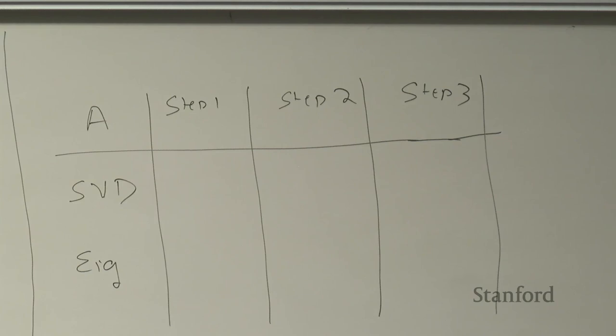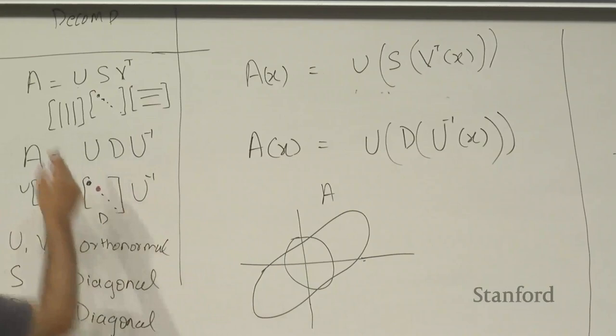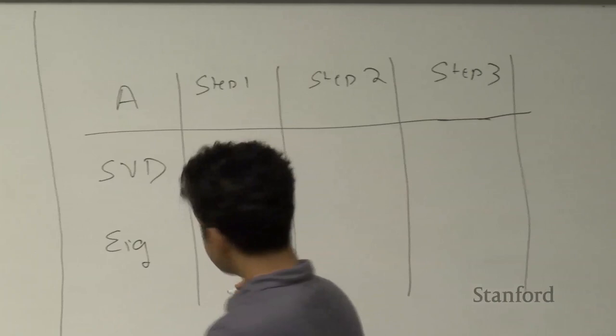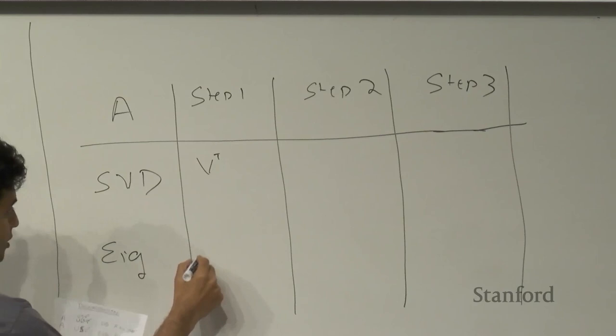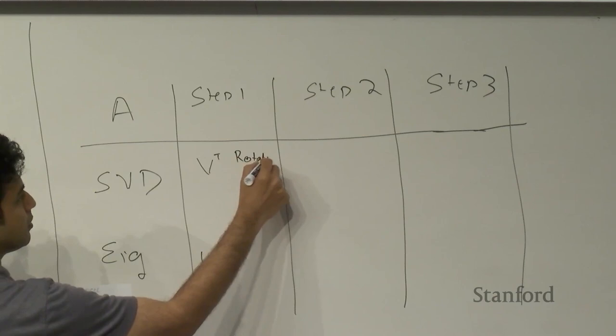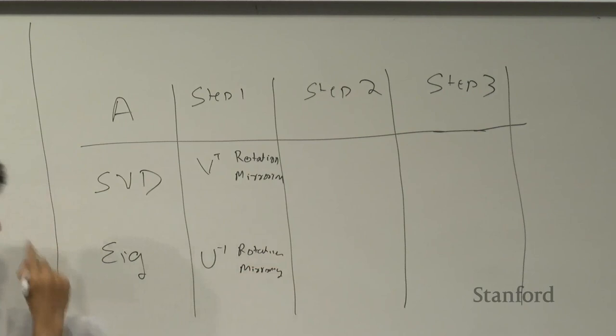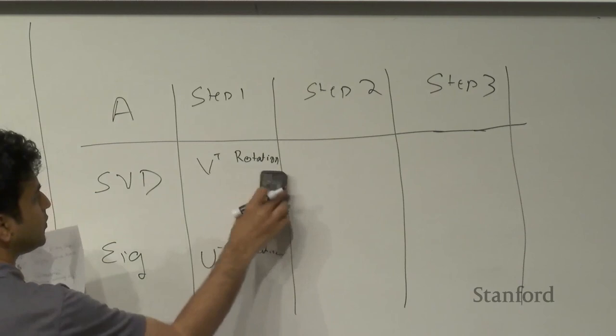Now, U and V, or U and U inverse, are all orthonormal, which means step 1 for both singular value and eigenvalue decomposition is V transpose, and here it is U inverse, and the action is going to be just rotation and possibly mirroring. In fact, it's actually going to be just a rotation. It's not even going to be mirroring because it's orthonormal. It's just going to be some kind of rotation.